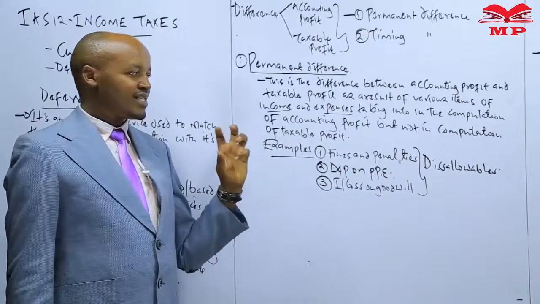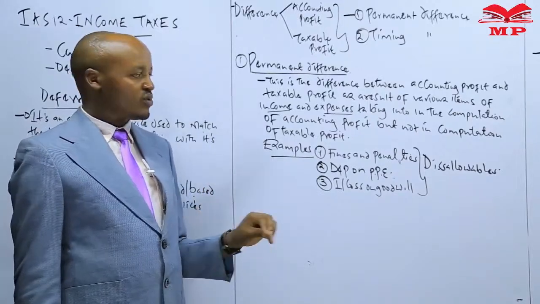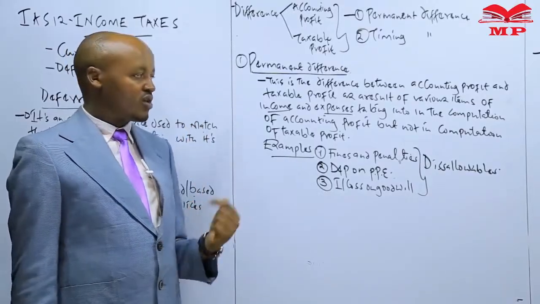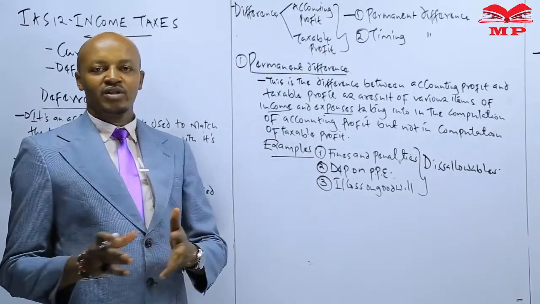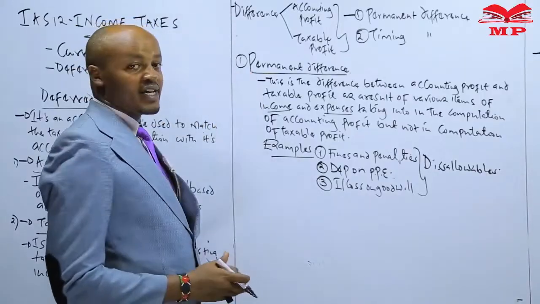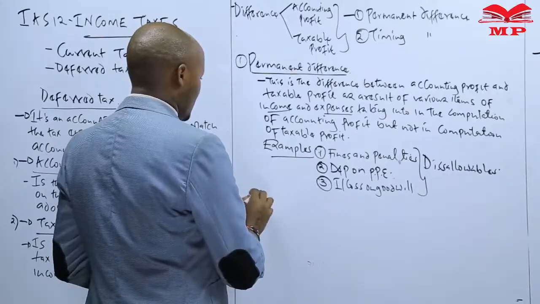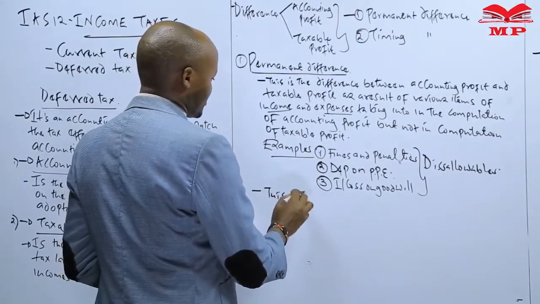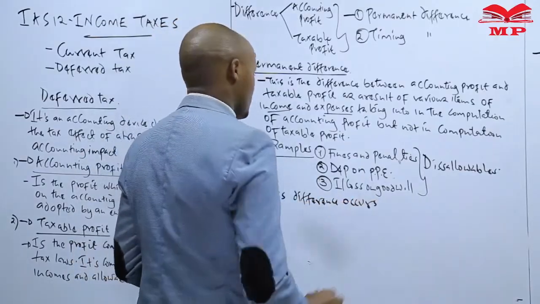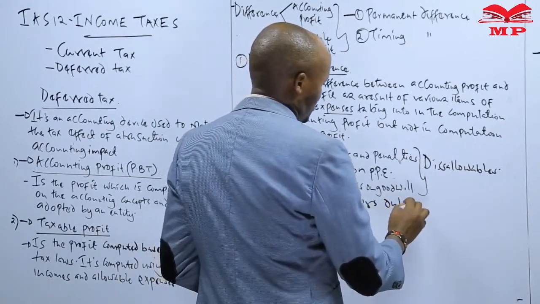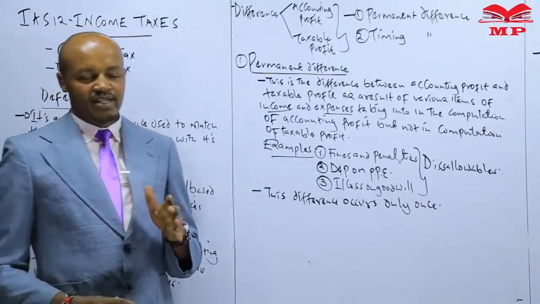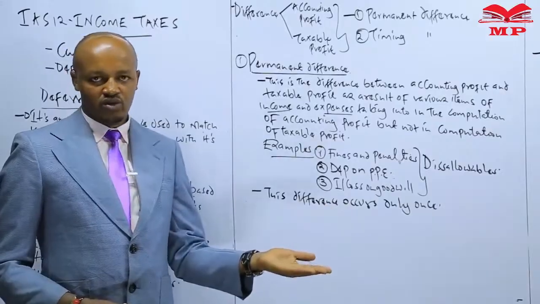And what we say is that this difference will only occur when those items are taken into account in the computation of accounting profit, but not in the computation of taxable profit. But that difference will never occur again. That's why we refer to it as a permanent difference. So we say that this difference occurs only once, meaning that once the difference between the accounting profit and taxable profit arises, it will not reverse in the future.